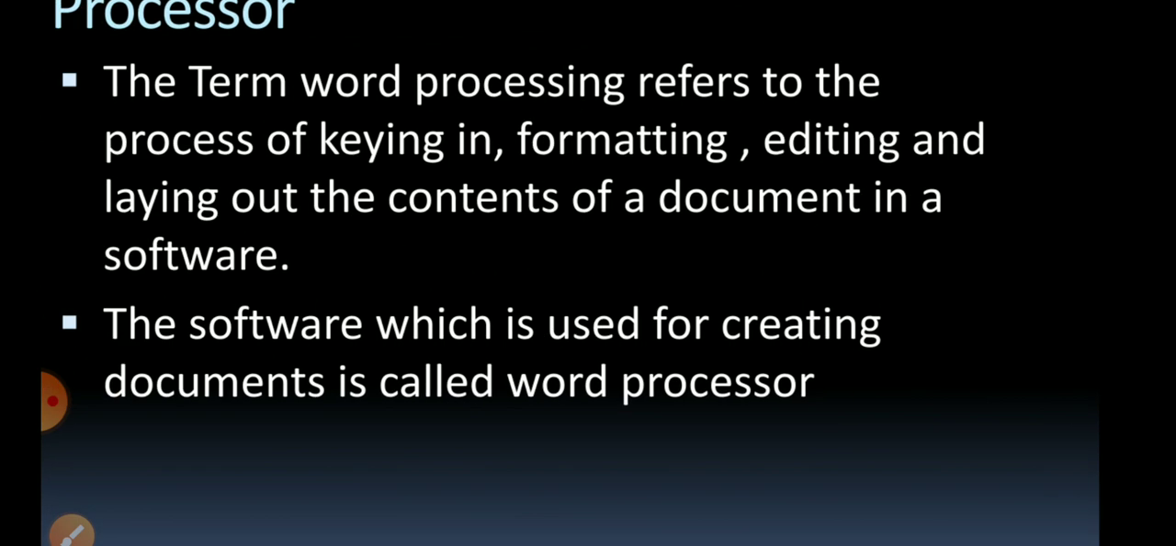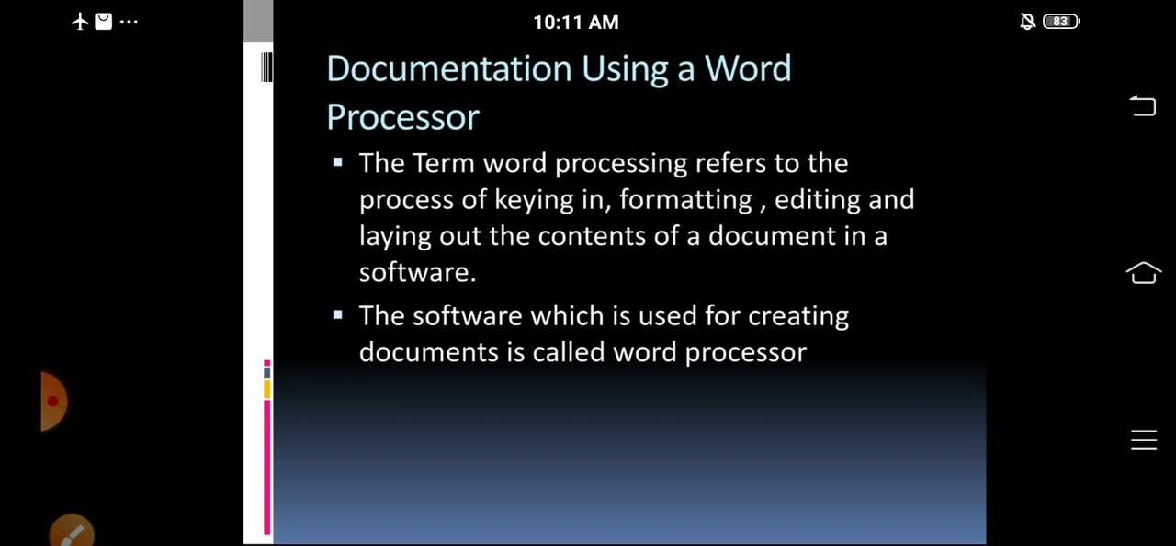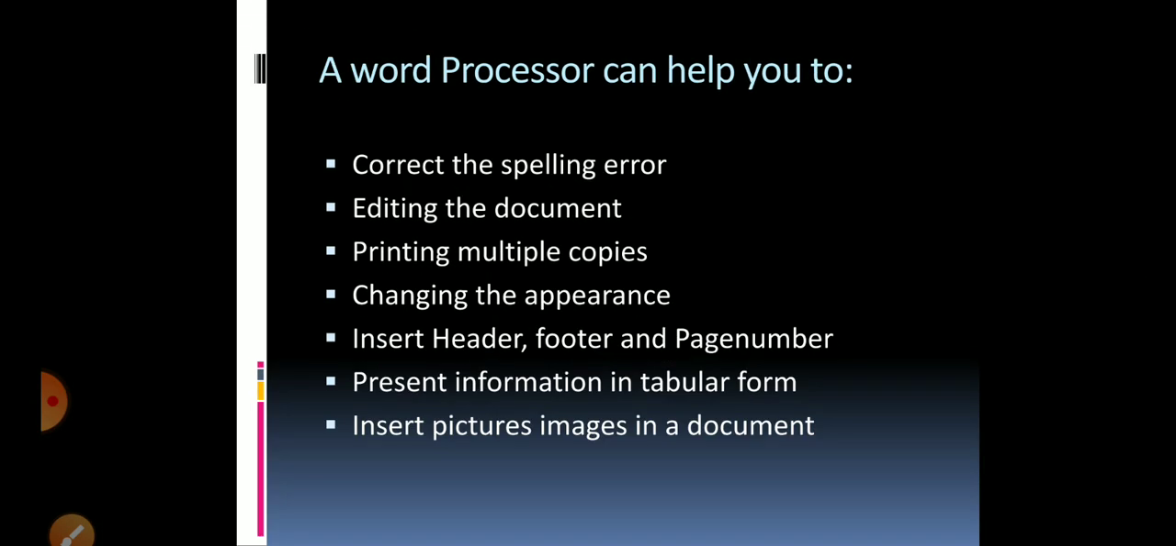So a word processor provides flexibility, ease, neatness and speed, and it will help in various features. What are the various features it will help? It could correct spelling errors. If you find that a spelling is wrong, you can correct it. Even if you have written the same wrong spelling in many places, you can replace it with the correct spelling in all the places in one go.